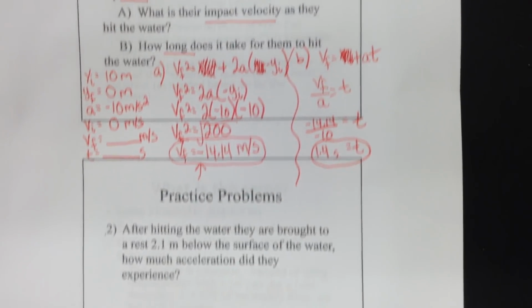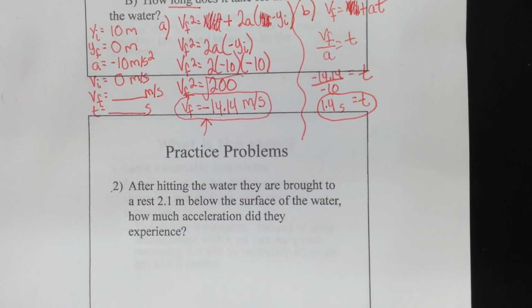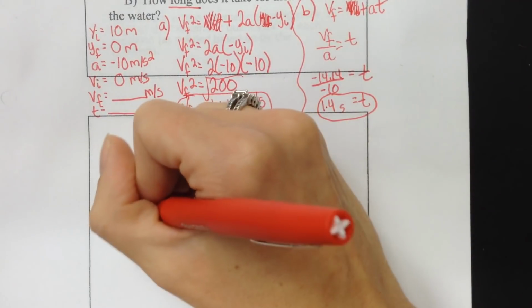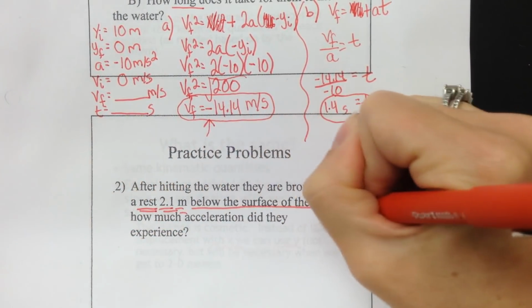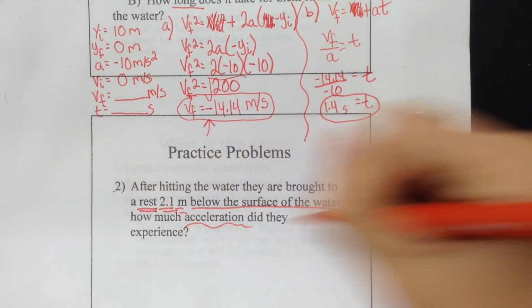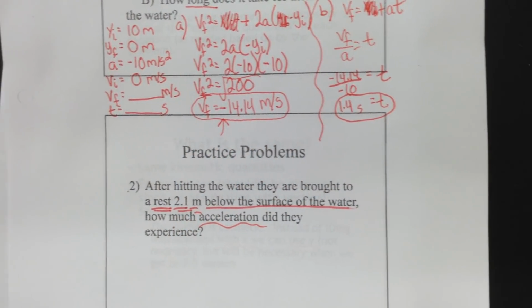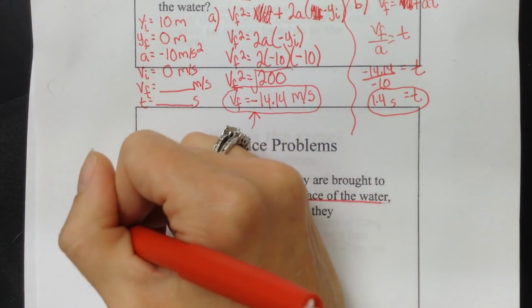All right, our last problem here. It says, after hitting the water, this diver is brought to a rest, being the key word, 2.1 meters below the surface of the water. I want to know how much acceleration did they experience. Let me draw you a quick little sketch over here of what's happening.